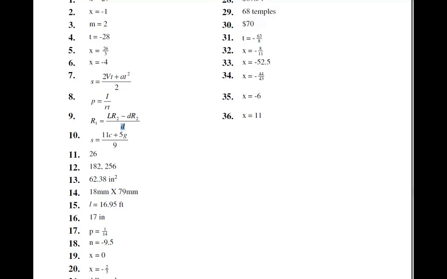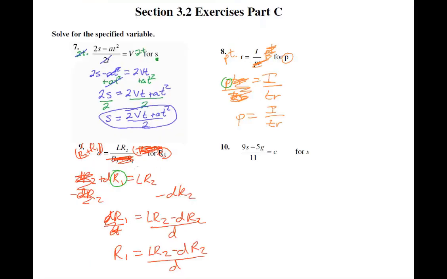Now we should note that if you did this a little bit differently, perhaps you multiplied those through or divided off that d before distributing and then subtracted the r2, you might have gotten this broken up into a couple of different fractions, and that's perfectly fine. That's good. Number 10.